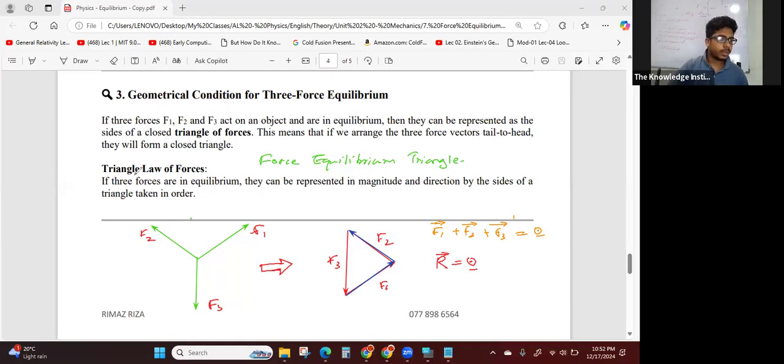Quickly note down after writing this. This is also referred to as the triangle law of force equilibrium.